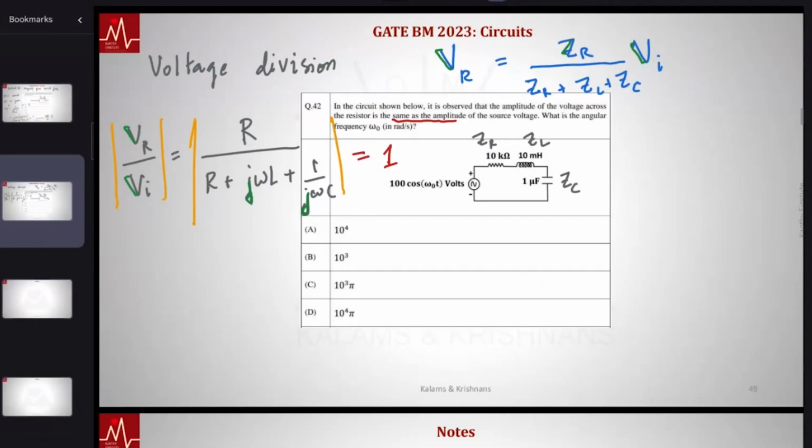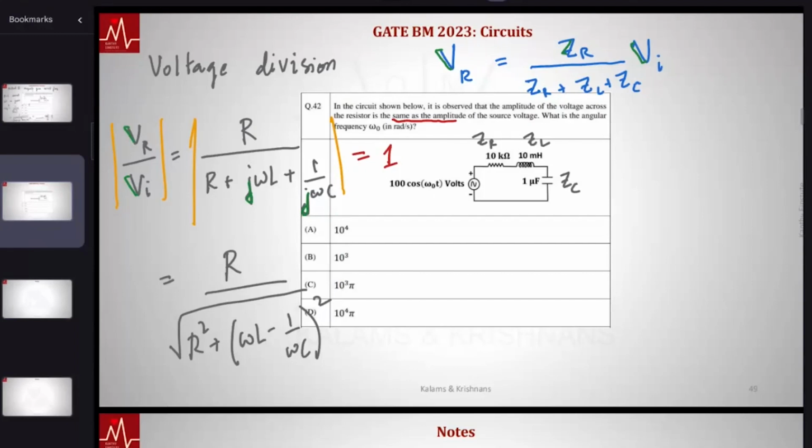This amplitude happens to be equal to the amplitude of numerator by the amplitude of denominator. The amplitude of numerator is this. The amplitude of denominator is a square plus b square, so R square plus, notice this is j omega L minus j by omega c, so the amplitude of that will be omega L minus 1 by omega c whole square. What I have done is to use this relation. Notice I said 1 by j omega c is minus j by omega c. I made that substitution and then took the amplitude. It's square root of a square plus b square.